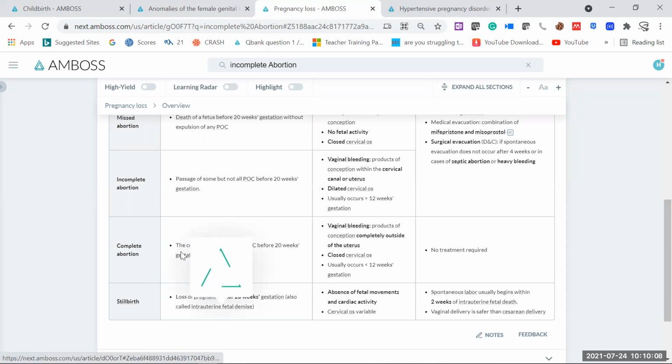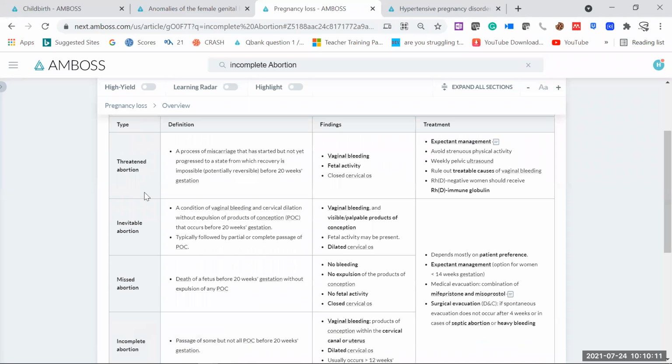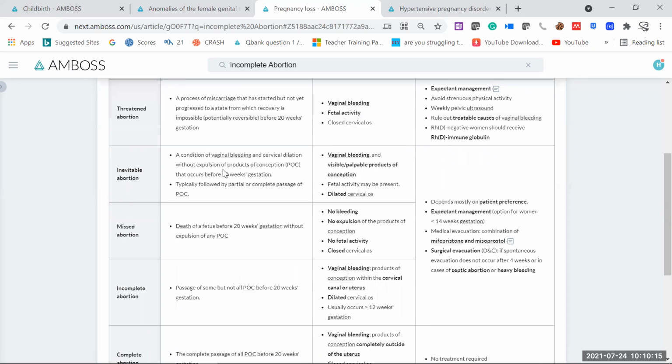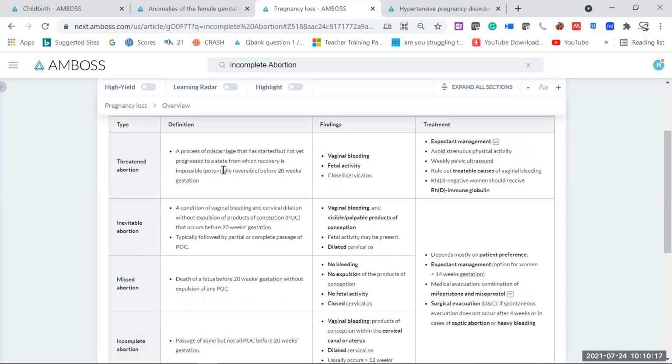So these two, especially from the recall point of view, just consider threatened abortion, focus more on this one, and incomplete abortion. In threatened abortion, you must know that the patient is stable, the heart rate is okay, the baby is okay. But because vaginal bleeding is there, there is a threat, so we have to go for expectant management. Still, we have a chance that this pregnancy will progress, and we have to make everything possible. We can do any measures that will help the pregnancy move forward.